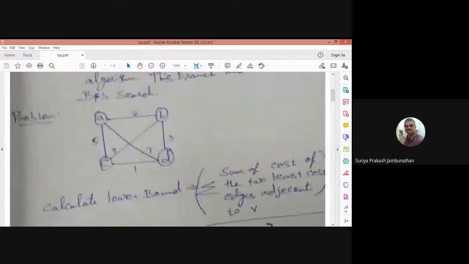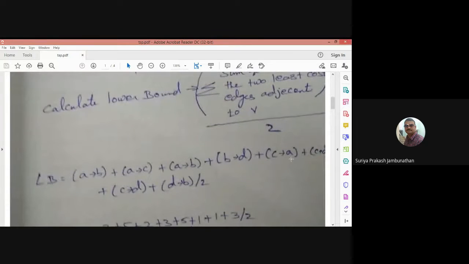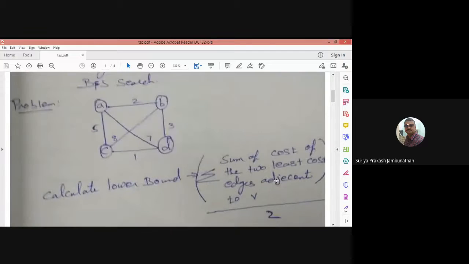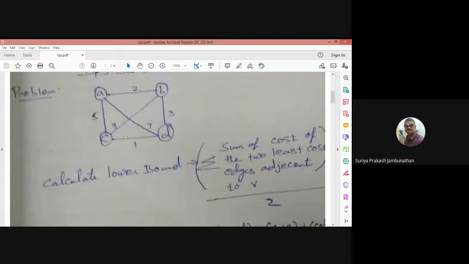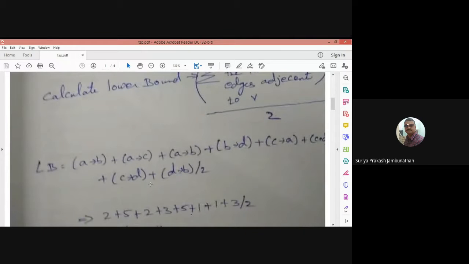Then when you are taking C, which two are the least edges? C to A and C to D are the least edges. When you are going for D, which two are the least edges? D to C and D to B, that we are writing as C to D and D to B. So these are the least edges from every node.